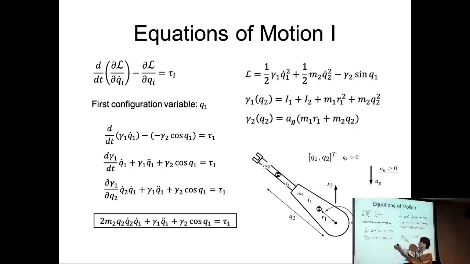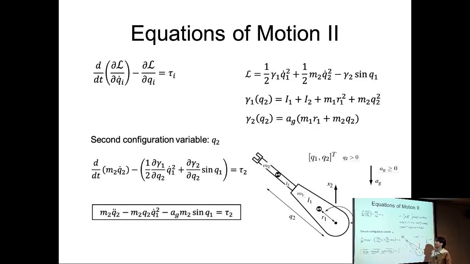Now, since we have expressions for gamma 1 and gamma 2 as functions of Q2, it's tempting to break apart this d gamma 1 dt using the chain rule. So this becomes d gamma 1 dQ2 times dQ2 dt, resulting in this expression here. Notice the second dot is more apparent in this expression. Now, since gamma 1 is a function of Q2, we're able to differentiate that with respect to Q2, and this is the resulting equation of motion associated with the first generalized coordinate.